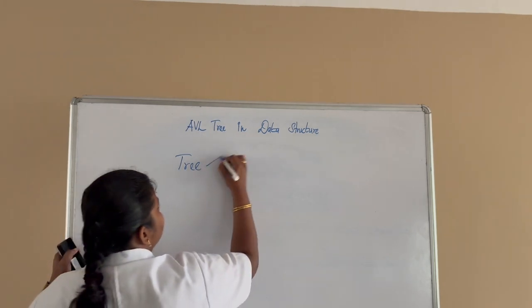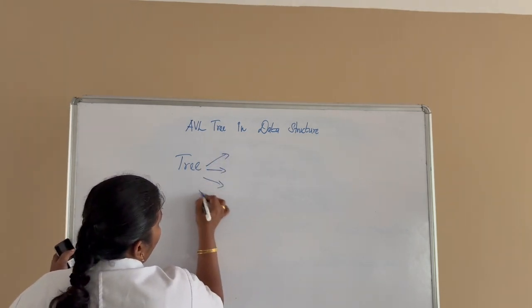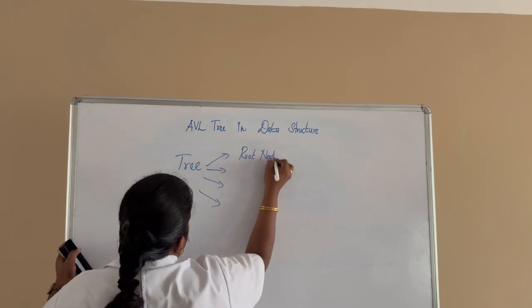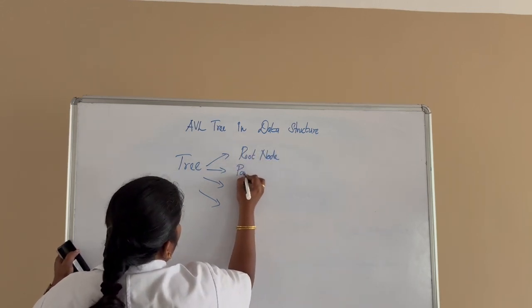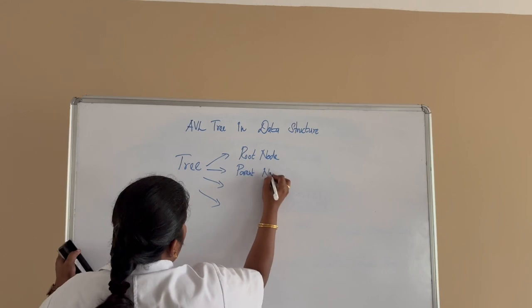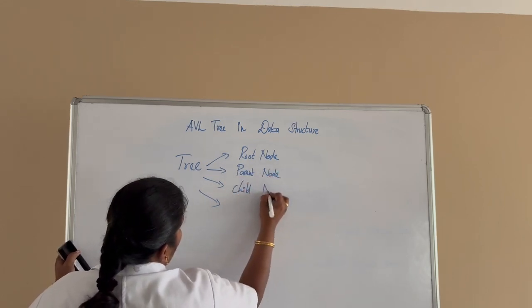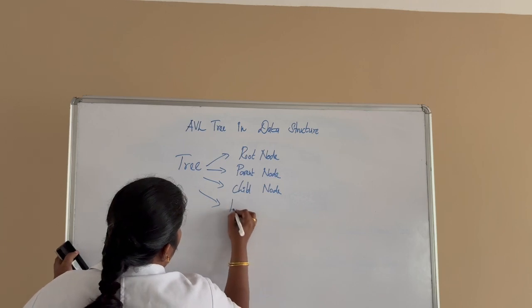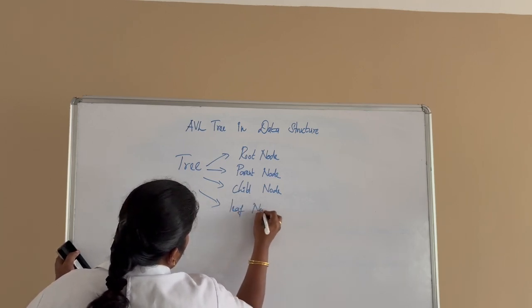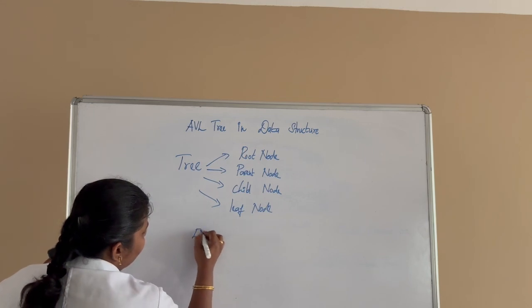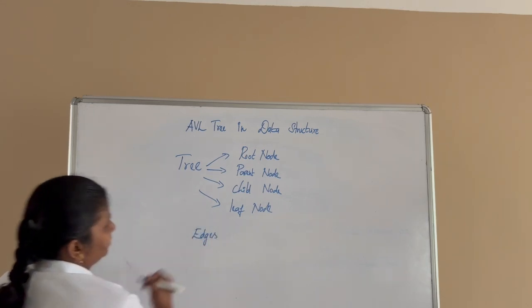In tree we have some basic terminologies like root node, parent node, child node, a leaf node, and for connecting these nodes we are in need of edges.